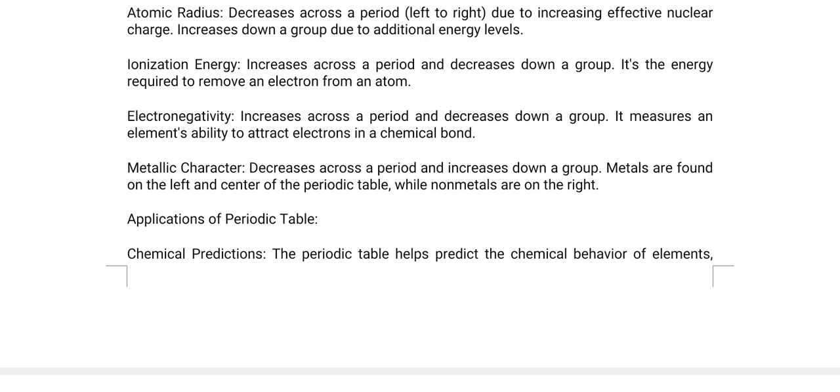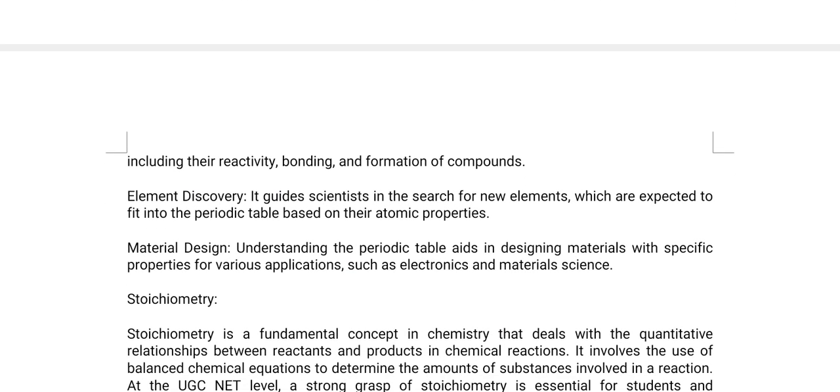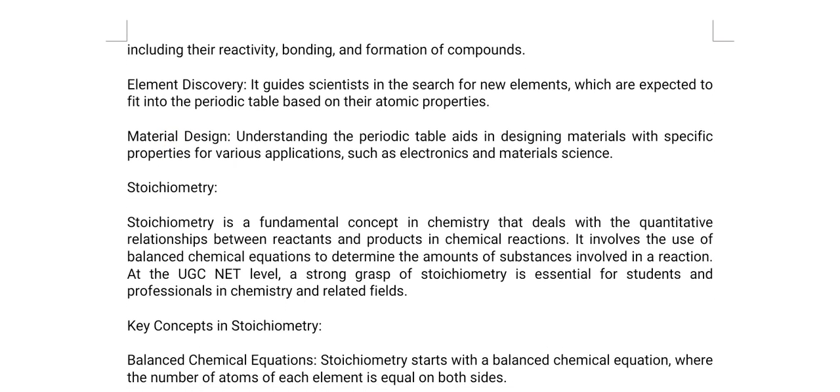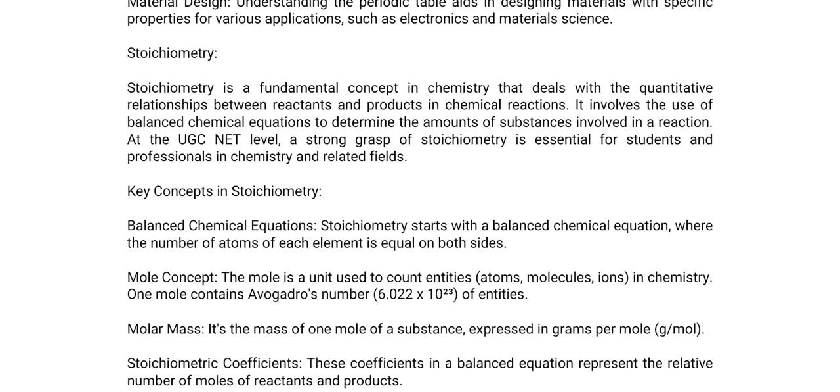Chemical predictions. The periodic table helps predict the chemical behavior of elements, including their reactivity, bonding, and formation of compounds. Then discovery of elements. It guides scientists in the search for new elements, which are expected to be identified and fit into the periodic table based on their atomic properties. And material design. Understanding the periodic table aids in designing materials with specific properties for various applications such as electronics and material science. Then stoichiometry.